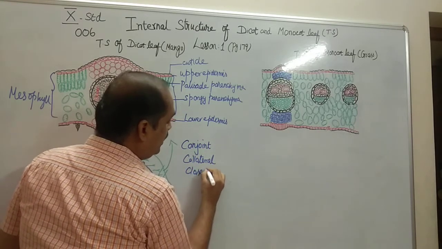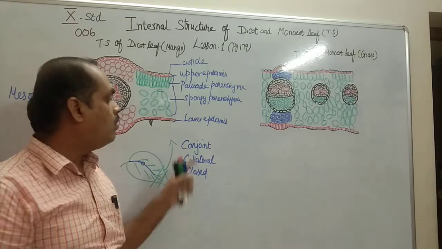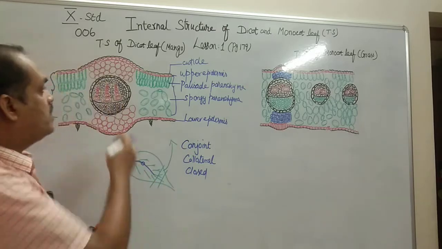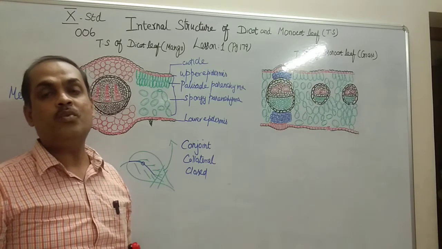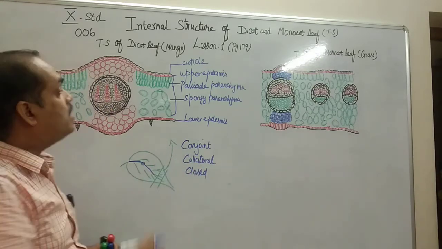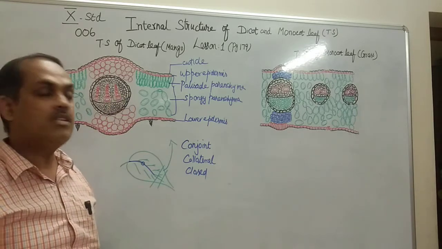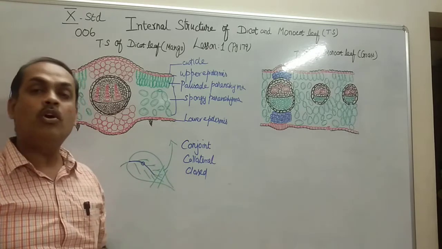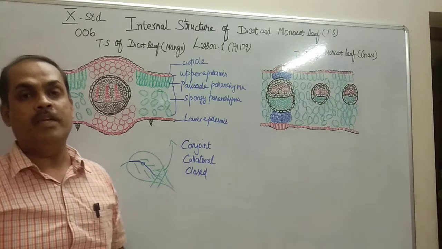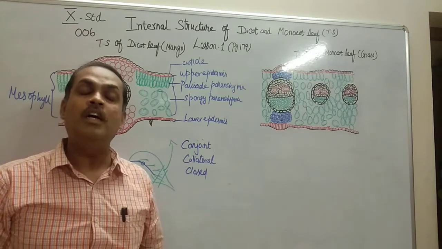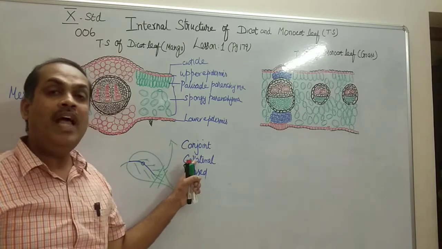We have already studied all these terms in the previous classes, but let me explain this once again. What is the meaning of conjoint? When the xylem and the phloem are arranged in the same radius, then it is called a conjoint vascular bundle. Now what is collateral? Xylem and phloem are arranged in the same radius with the phloem towards the periphery is called collateral. Now what is the meaning of closed vascular bundle? The xylem and the phloem are not separated by cambium, so it is called a closed vascular bundle. So in dicot leaf, the vascular bundle is conjoint, collateral and closed.